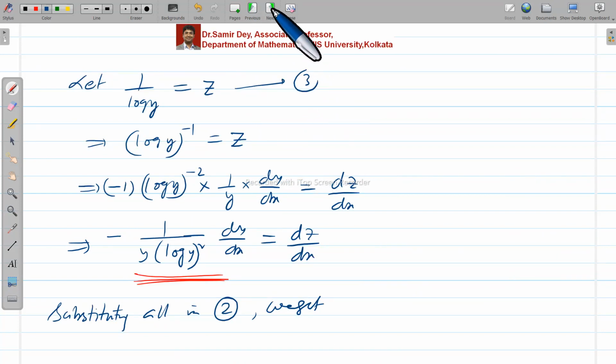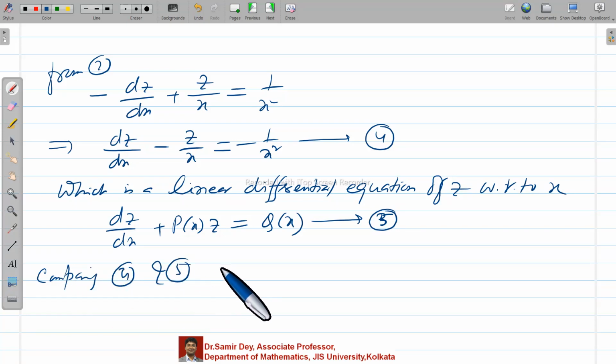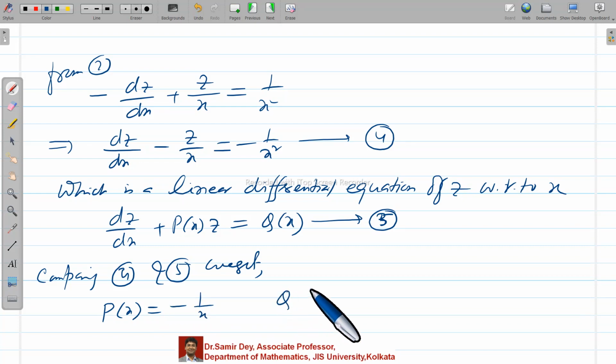3, then 4, then 5. Okay, so now write down, comparing 4 and 5, we get, what is your Px? Px is equal to minus 1 by x. What is your Qx? Qx is equal to minus 1 by x square.